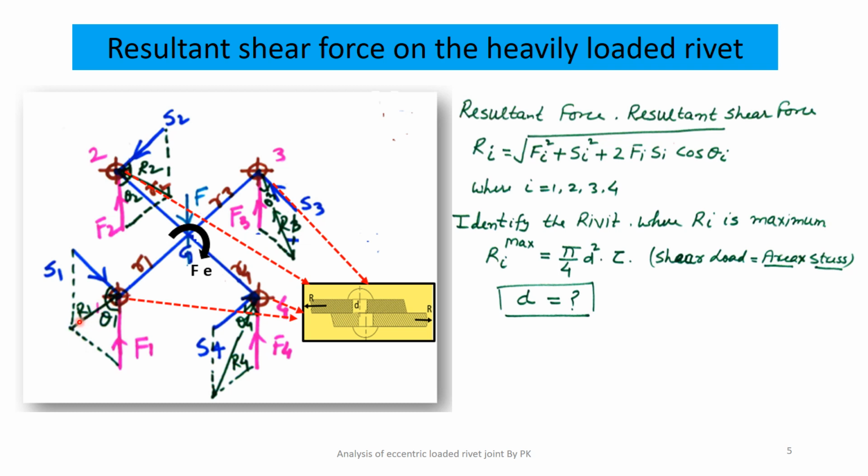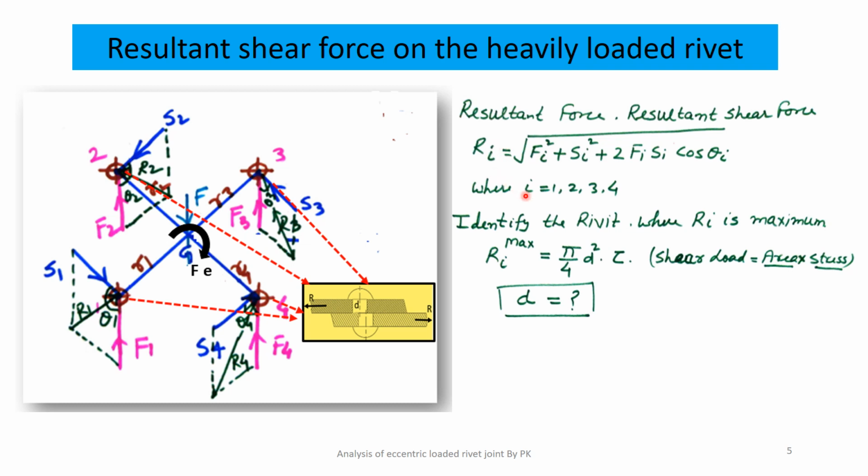So R1 is the resultant force of F1 and S1. Similarly, R2 is the resultant of F2 and S2. Similarly, R3 is the resultant of F3 and S3. Similarly, the resultant force R4 is the resultant of F4 and S4. So here we write down the formula to find the resultant force. The resultant force Ri is equal to the square root of Fi square plus Si square plus 2 Fi Si into cos theta i, where the symbol i represents the rivet number.